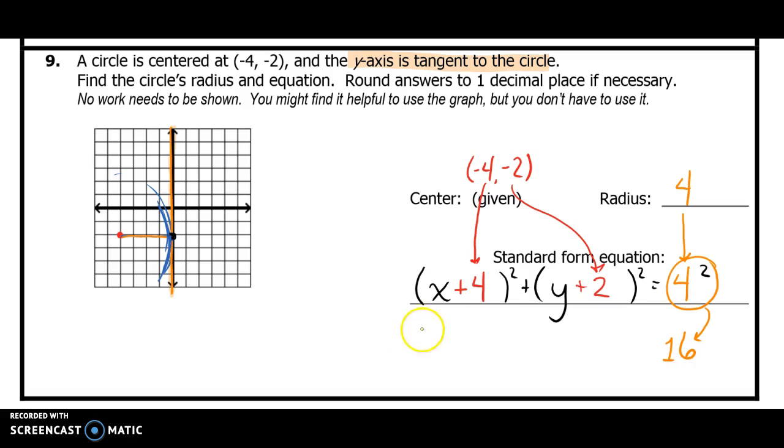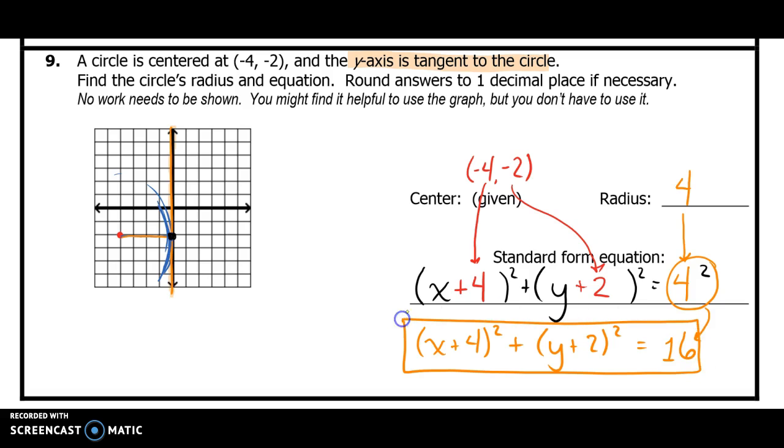to give me 16. So my final equation would be written as (x + 4) all squared plus (y + 2) all squared equals 16. As soon as we knew the radius of this, which just came from looking at the picture, then we had the equation. The radius of 4 got squared to end my equation with a 16.